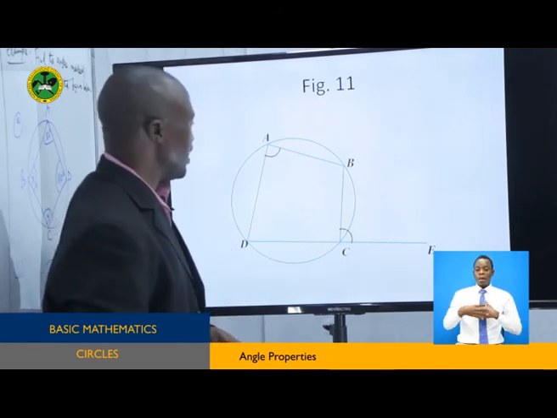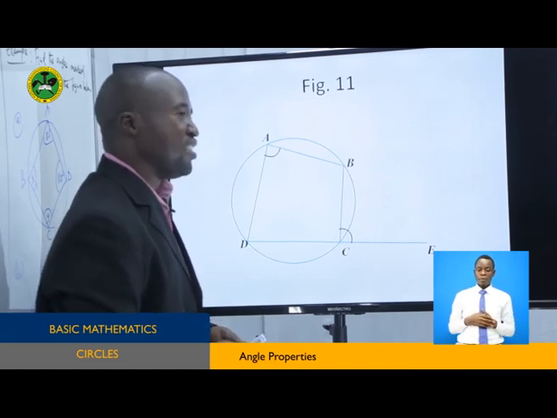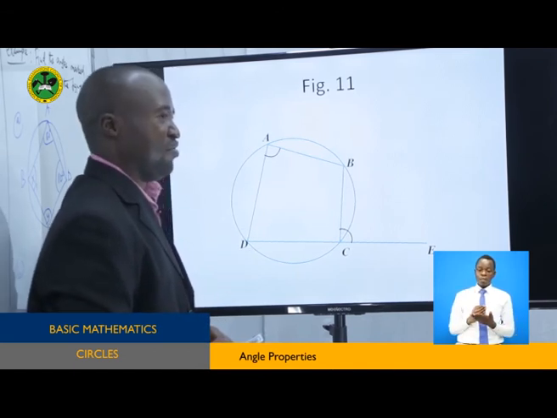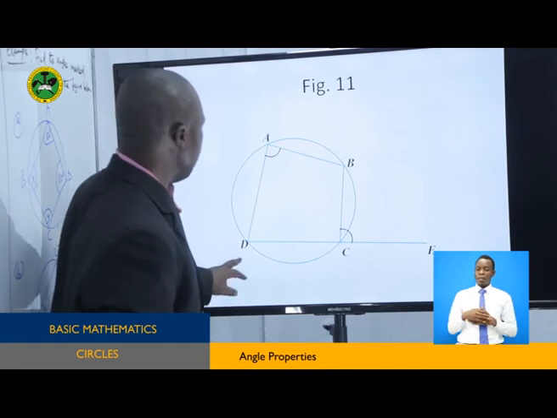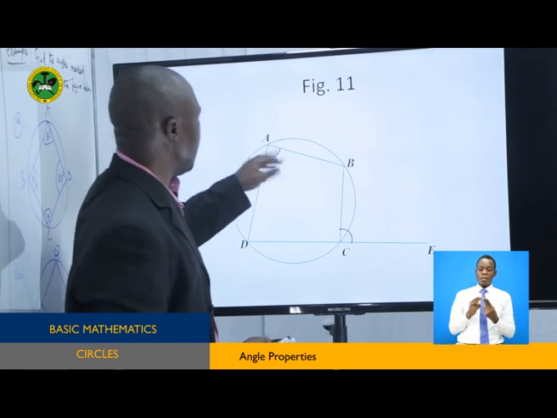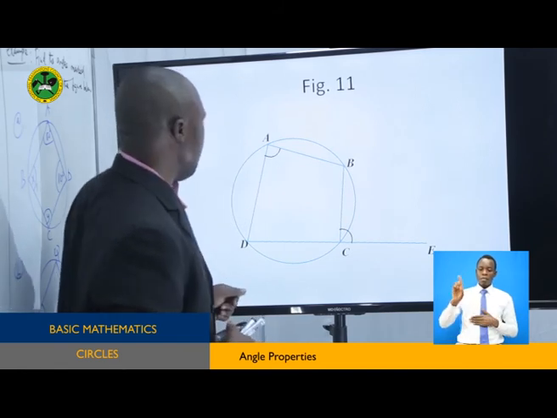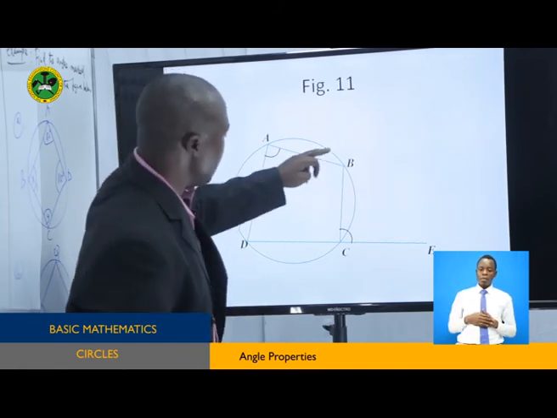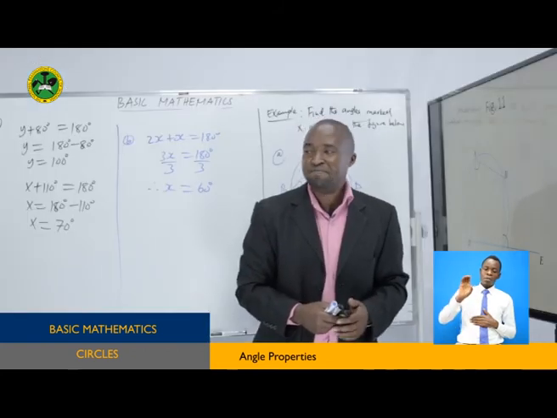Now again, students, let us prove this important theorem to see whether it is true that DAB, which is the interior angle or angle inside the cyclic quadrilateral, is the same as the exterior angle, that is BCE.